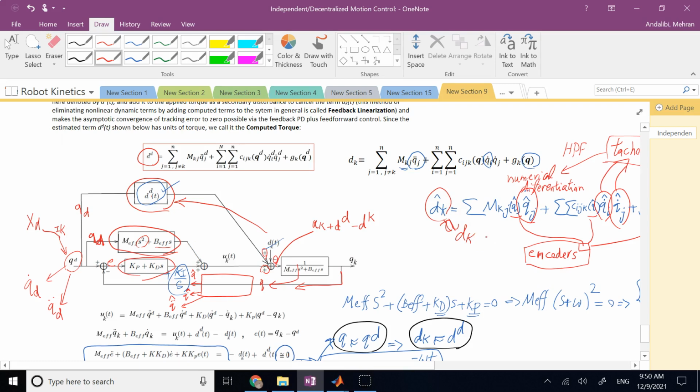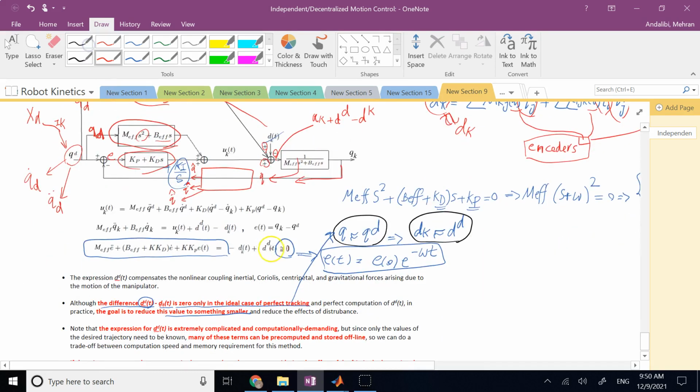But the goal of whether dk hat is used or dd is to cancel the effect of what? Dk to the best of our abilities. We will never perfectly cancel it. We just reduce it to some small magnitude that hopefully now our PID controller can handle and bring it down to very, very small numbers or zero. Okay, so it's a combined effect.